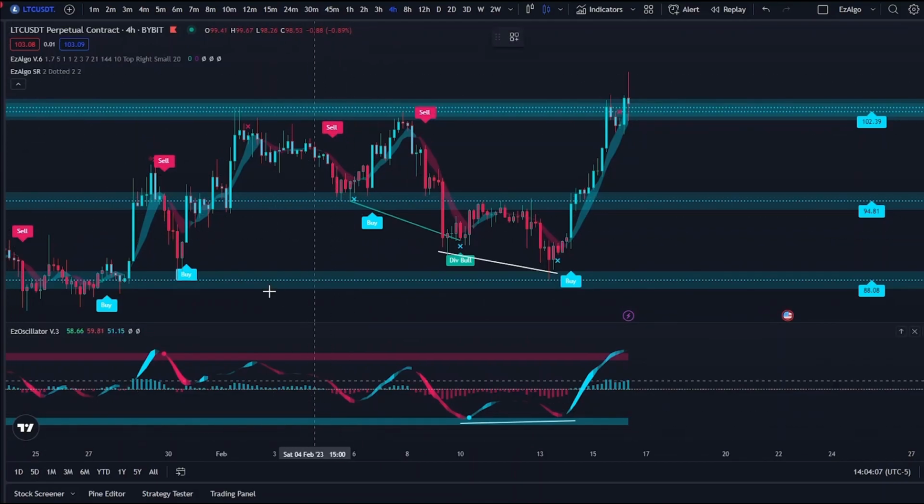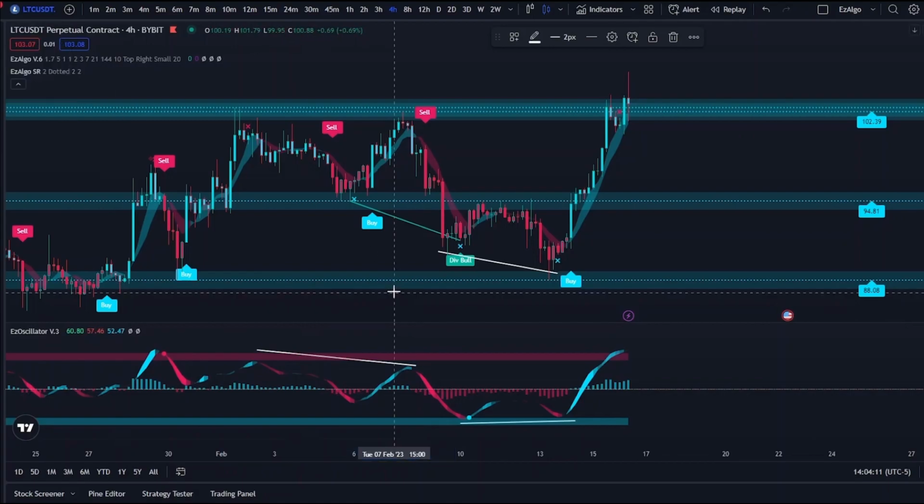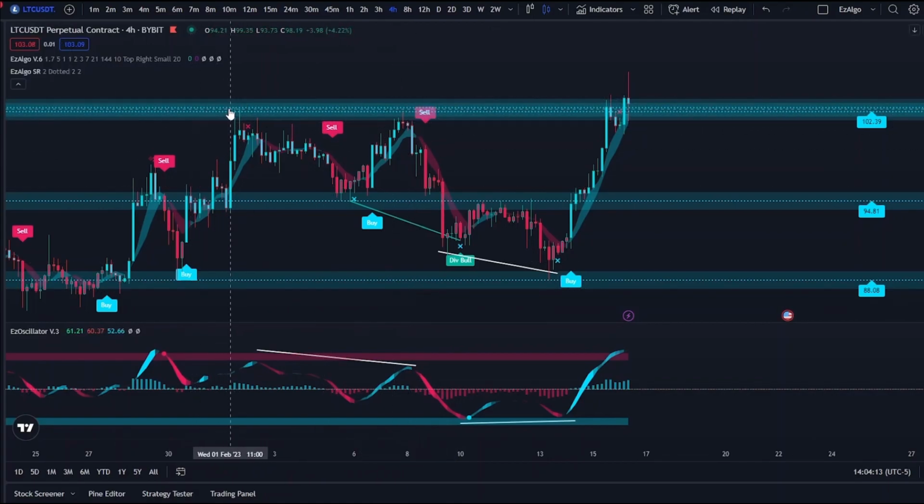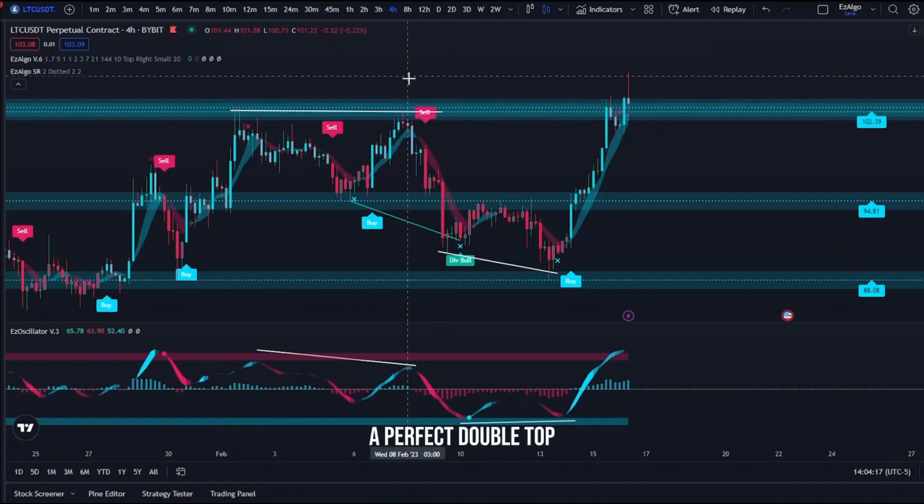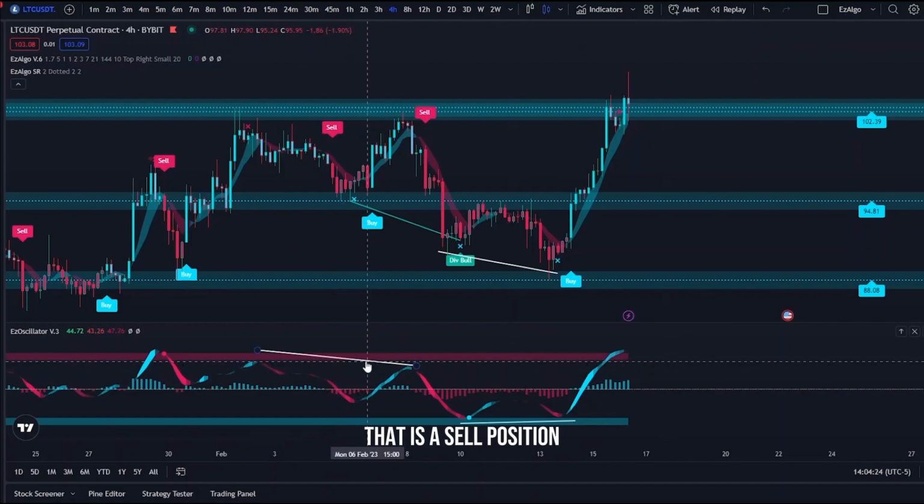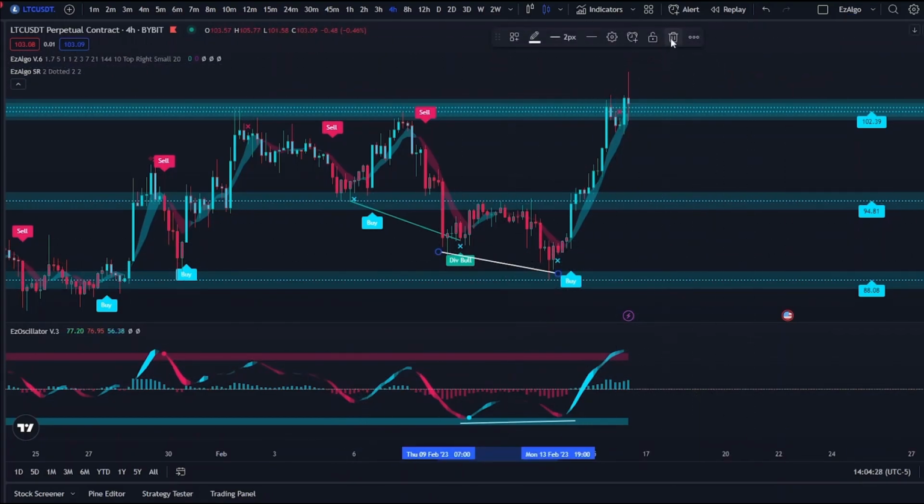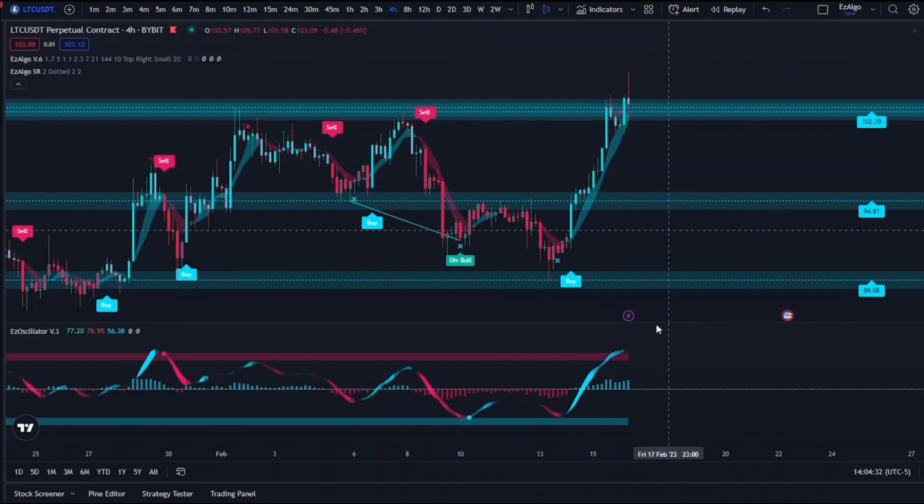And if you look at the wave trend, right, the wave trend is actually making a lower high as price is pretty much at the same level, right? Price is pretty much making a double top right here, a perfect double top, but the momentum is making a lower high. That is a sell position 80% of the time. That's going to be a winning trade. So use the Easy Oscillator to identify double tops and double bottoms in the market. Probably the easiest way to use the oscillator.